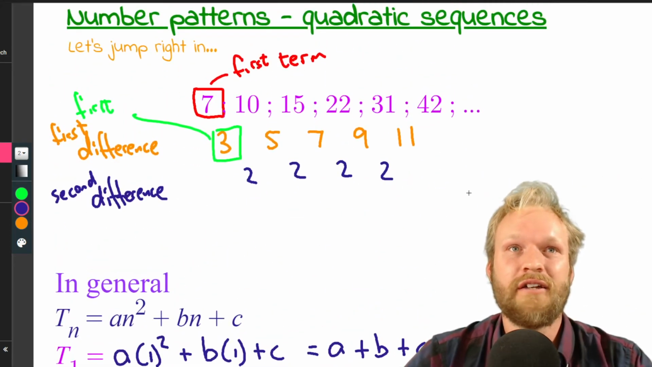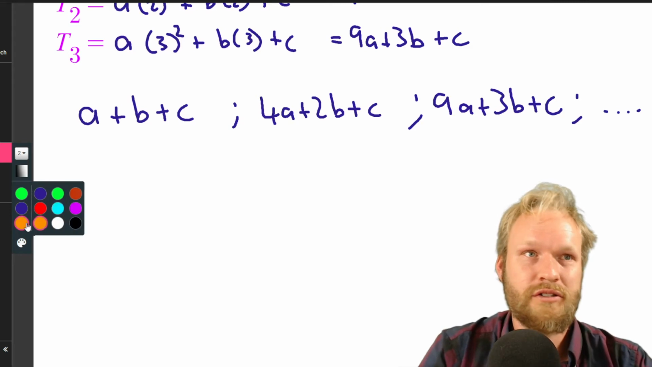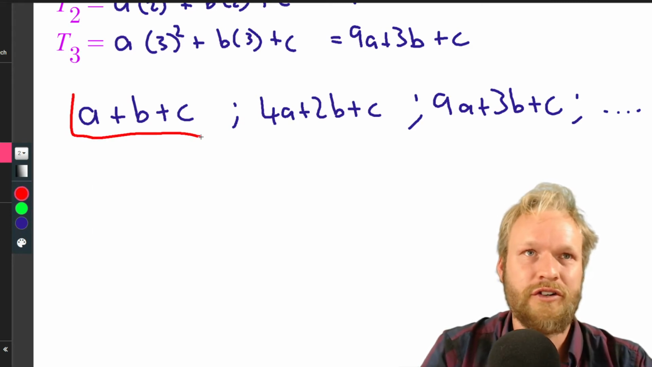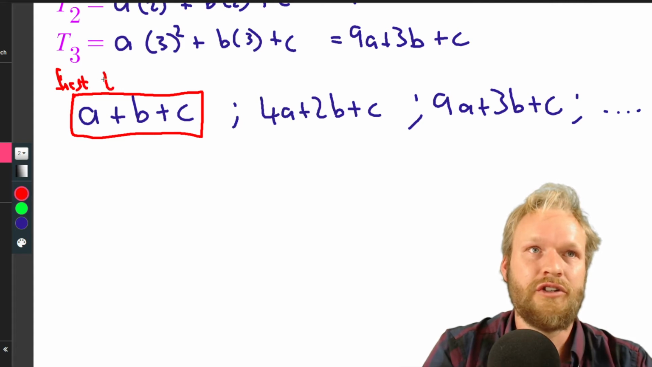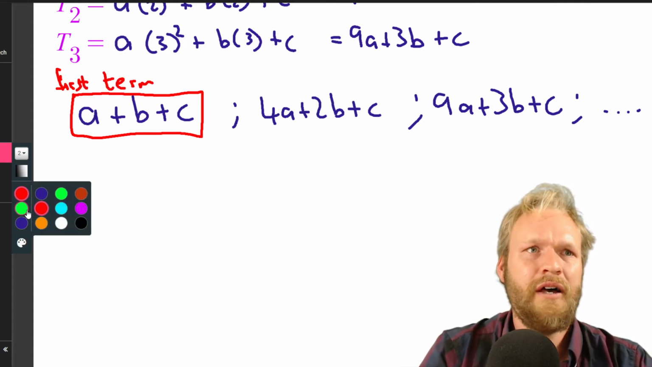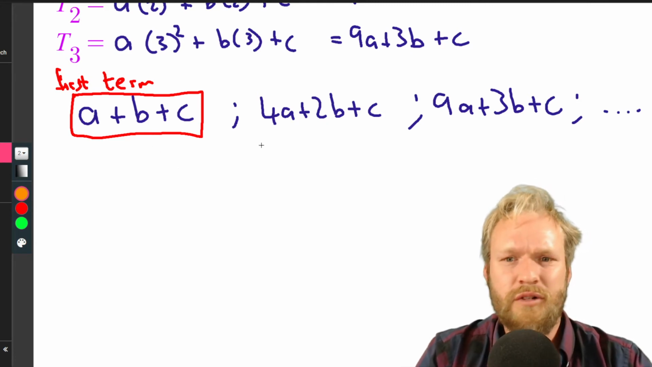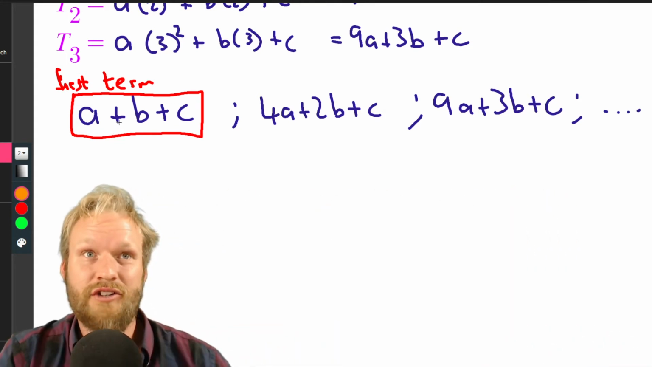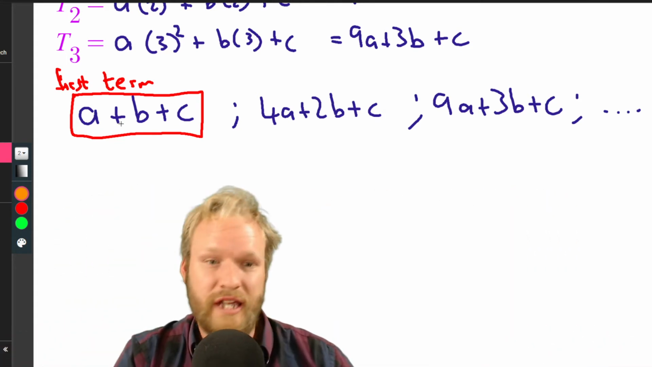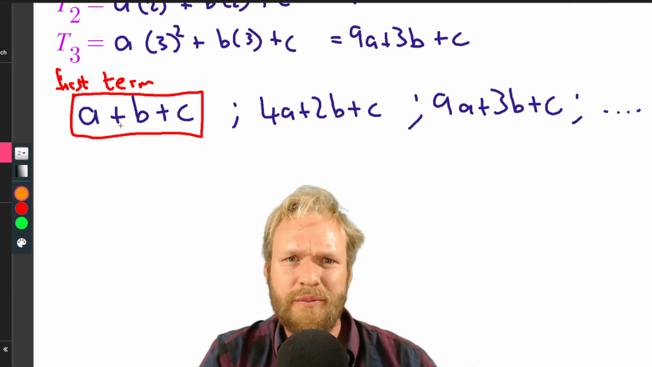So we had those things, and then we found out what our difference was. Well, first of all, we saw this was our first term. And then we found out what the difference was. So what's the difference? In other words, what do we need to add to a plus b plus c to get to 4a plus 2b plus c? Well, what do we need to add?